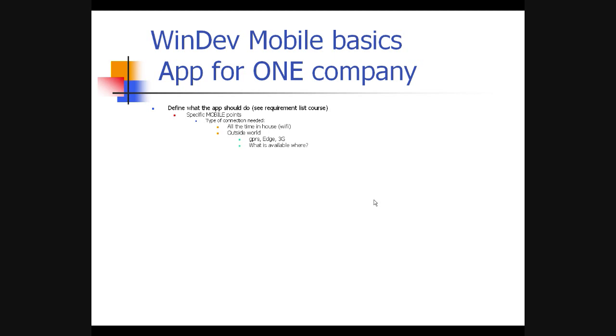So what is available where? If your customers are going to use that only in one city, you have to see what kind of network is available in the city. Is the network available everywhere in the city, or do you have to choose another one that is available everywhere, and so on.